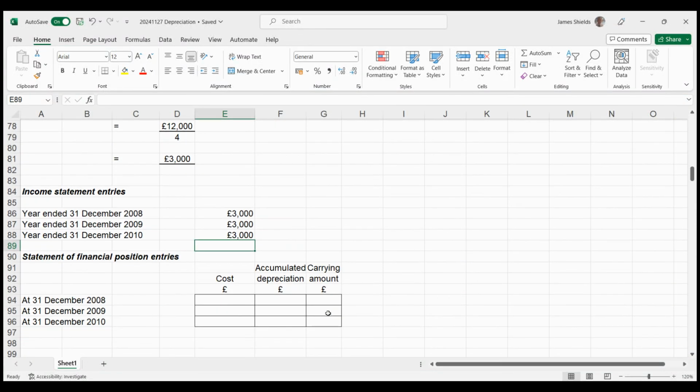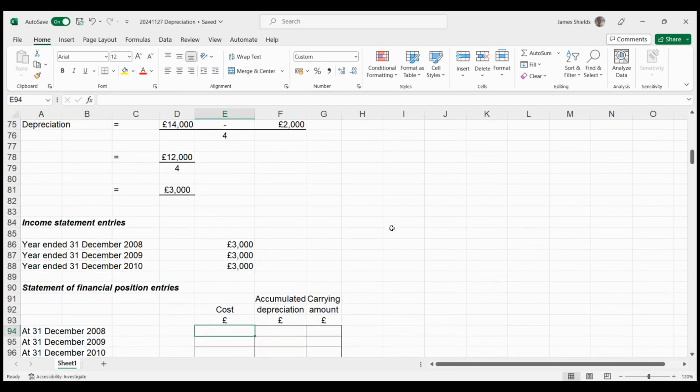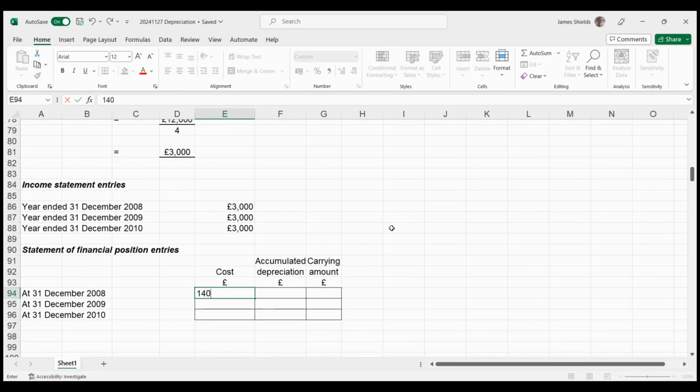Statement of financial position. Right, so we've got the 3 years again. Now the cost, just go back to the question, the cost was £14,000. Now the £14,000 cost does not change. It's always been £14,000. In each of the 3 years, we have £14,000. Now, accumulated depreciation is depreciation to date. So at the end of December 2008, there would have been £3,000 worth of depreciation. So accumulated depreciation for 31st December 2008 is going to be £3,000.